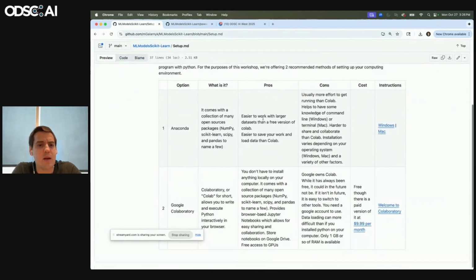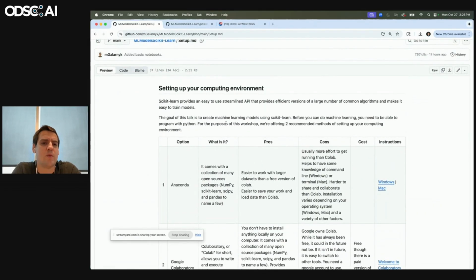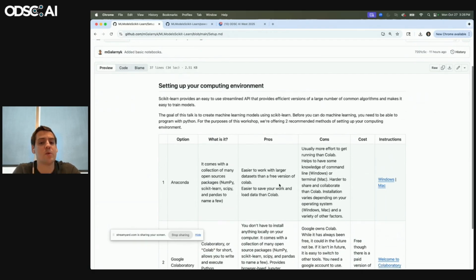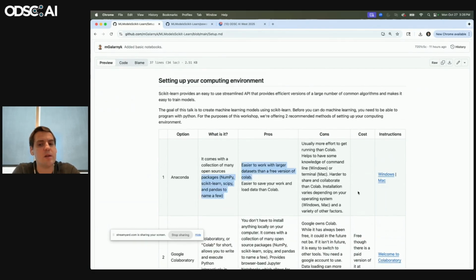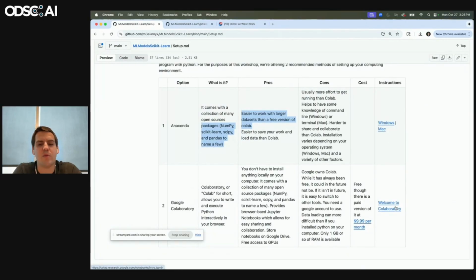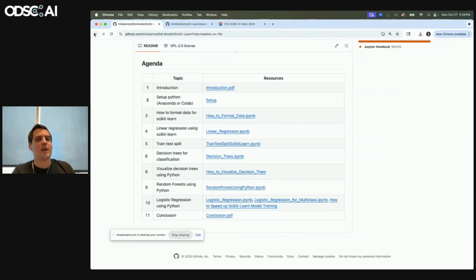From there, I have some tools I recommend if you want to set up a computing environment. If you want to run things locally, you can do it through Anaconda or similar, or you can use Google Colab if you want a free online version. The stuff we're running today is not that computationally intensive, but you still might want more compute eventually. So Google Colab is a little bit limited.